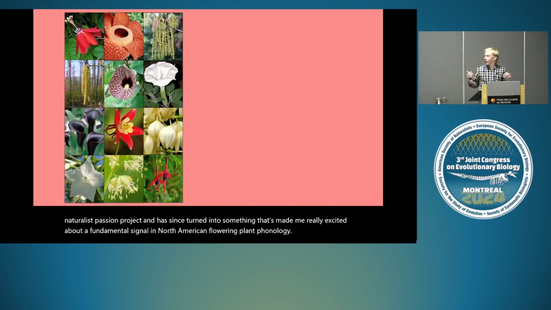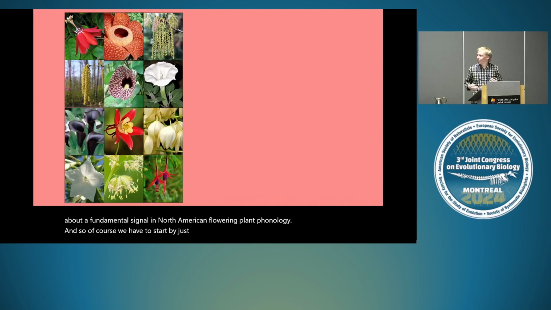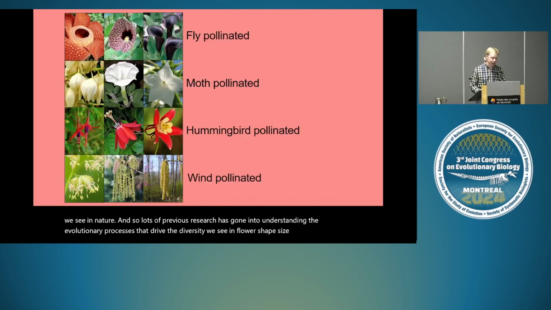And so, of course, we have to start by marveling at the diversity of floral morphologies that we see in nature. Lots of previous research has gone into understanding the evolutionary processes that drive the diversity we see in flower shape, size, color, aroma, and whatnot. And in doing this research, plant scientists have found that a lot of this morphological diversity can be decoded to associate certain floral morphologies with specific pollinators.